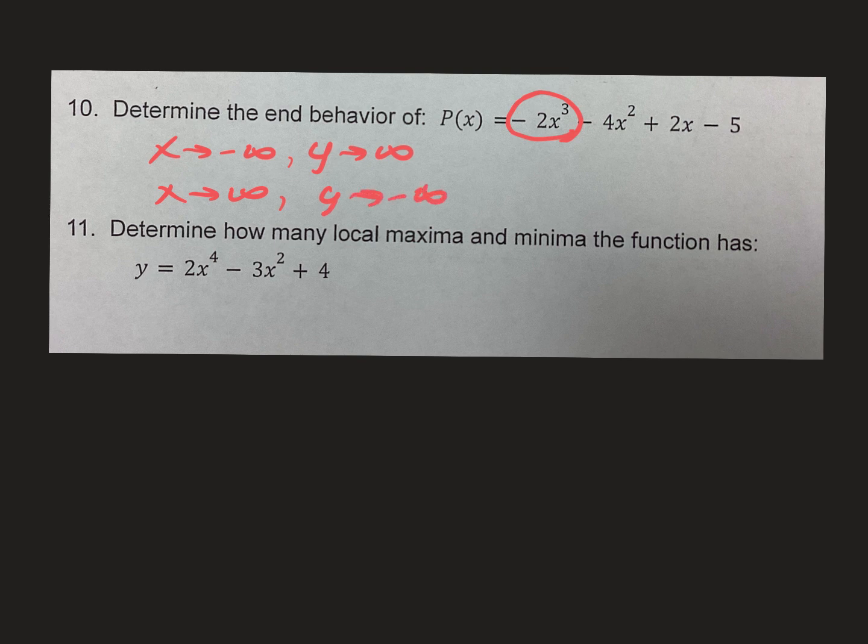Number 11, determine how many local maximum or minimum this function has. All you gotta do in this one, guys. First of all, the most it could have is 3. It's gonna have 3 at the most. It may have 3. It might have 2, 1, or 0.